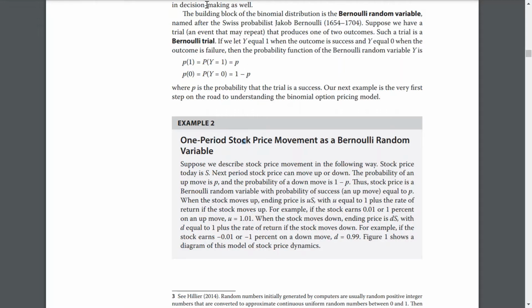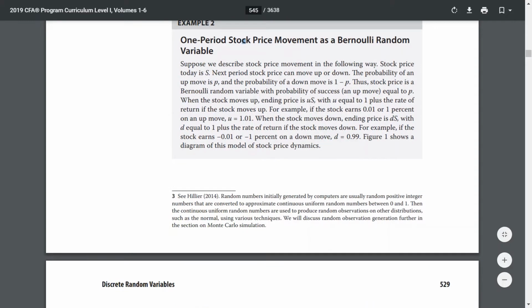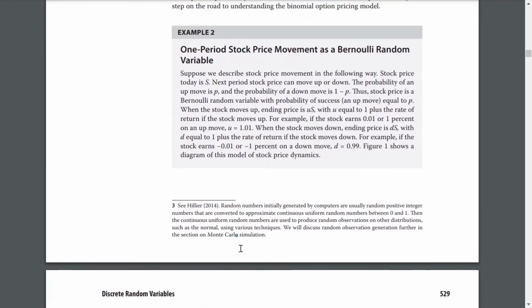Our next example is the very first step on the road to understanding binomial option pricing models: one-period stock price movement as a Bernoulli random variable. Suppose we describe stock price movements in the following way. Stock price today is S. Next period the stock price can move up or down. The probability of an up move is p, and the probability of a down move is 1 minus p, because it can only be up or down. It can't be sideways in this example.